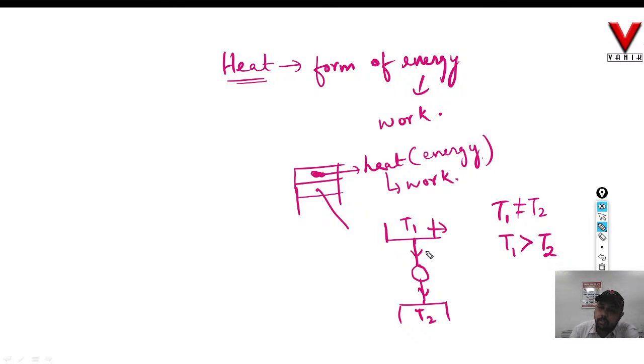Okay, so if T1 is greater than T2, the heat that is extracted from T1 is Q1 and the heat that is rejected is Q2. So whatever work is done will be the difference, Q1 minus Q2. That means some part of this Q1 is getting converted to work, and some part is rejected to the sink.